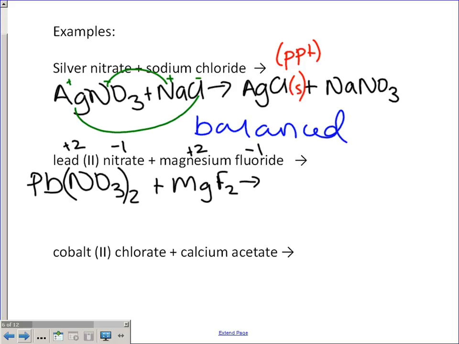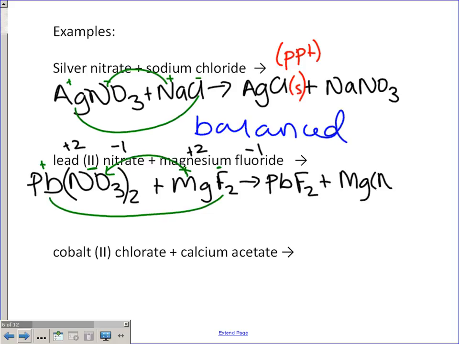When I go in to figure out what's going to bond with what, anions bond with cations. So lead, which is positive, is going to bond with fluorine, which is negative. Magnesium, which is positive, is going to bond with nitrate, which is negative. So when I rewrite this, I have Pb. Now again, remember that lead's charge is 2, fluorine's charge is 1. So PbF2 plus magnesium, whose charge is 2, and nitrate, whose charge is 1, Mg(NO3)2.